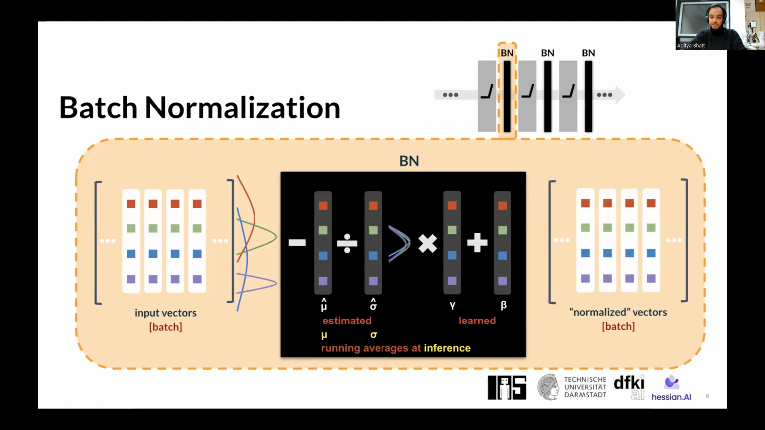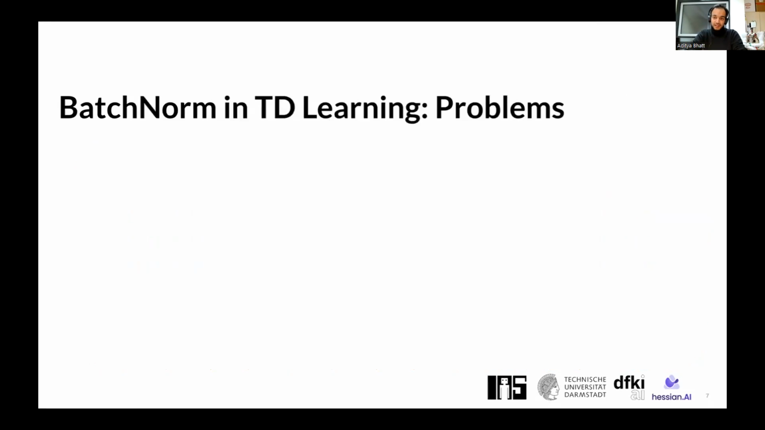Or you could have differently sized batches, depending on what you want to do. So then you don't actually use the batch estimates of these mean and variances. You instead use a running average that you've been computing at training time, and you use it at test time to standardize your data. So that's how Batchnorm works.